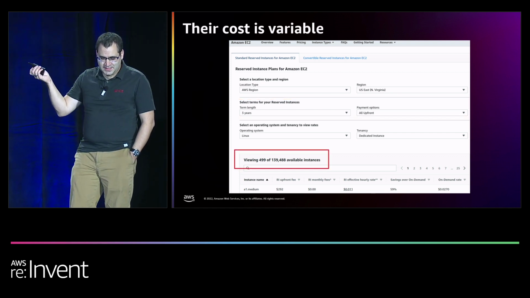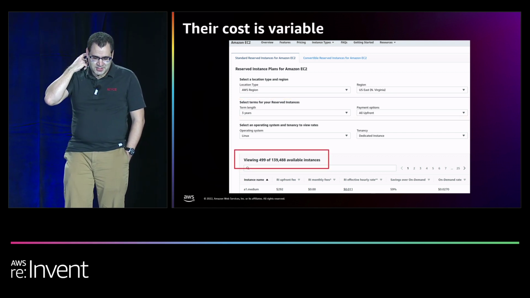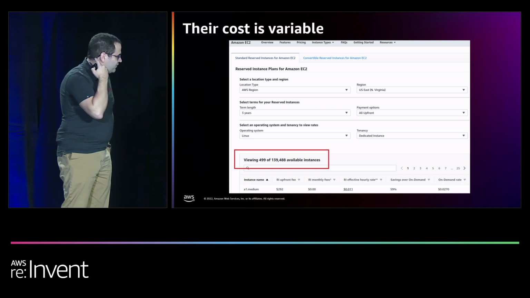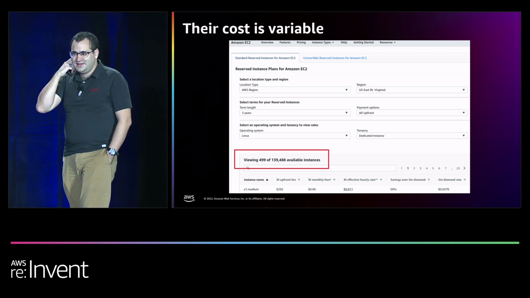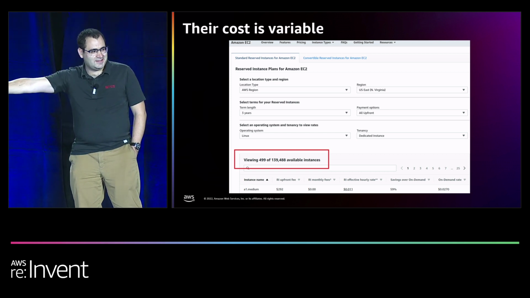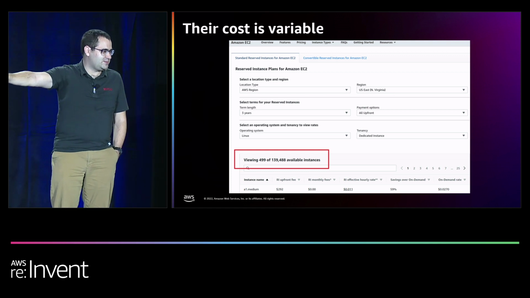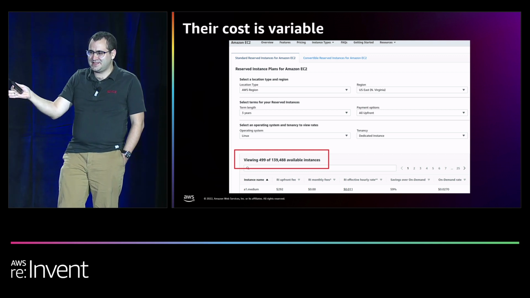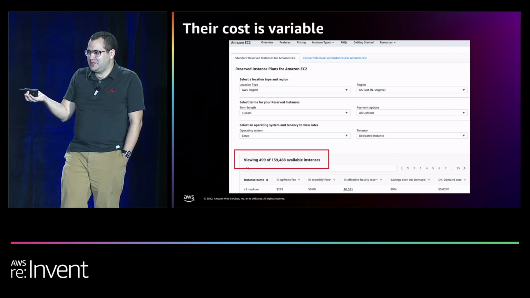And I just thought this was interesting, that as a human, we are trying to make a choice between 139,000 options. This is amazing, right? That there's a cloud that gives you 139,000 options. But at the same time, it's a little bit scary, right? Like, how are we going to pick what's right?